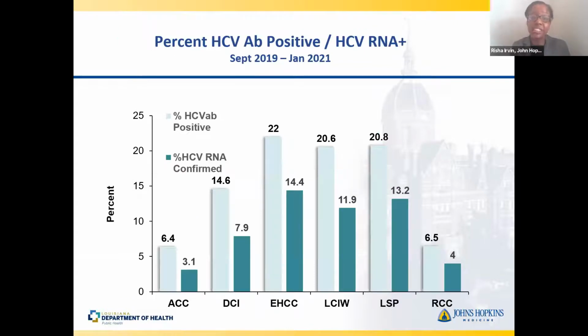So this looks at the HCV antibody positive and the RNA positive status. So you'll see for antibodies, it ranges from 6.4 to about 22%. And for RNA, from 3.1 to 14.4. So again, I think this just shows you that we have a lot of people within corrections. These are the state correctional facilities with hepatitis C, and we have to get treatment into these facilities.